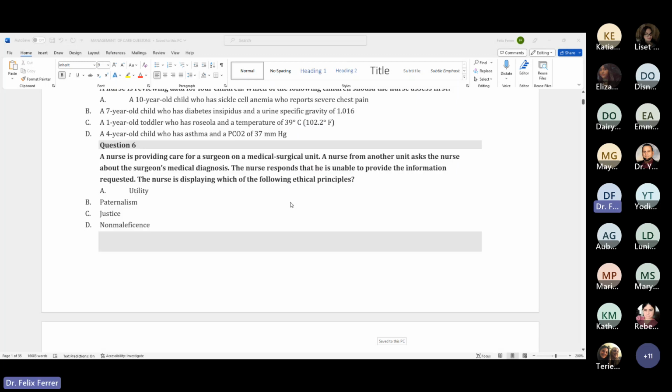This is providing care for a surgical or medical surgical client. A nurse from another unit asks the nurse about the client's medical diagnosis. The nurse responds that he's unable to provide the information requested. The nurse is displaying which of the following ethical principles? D. No, not C. C is justice. It's D, because you are obligated to protect the patient's confidential information. So that is a kind of harm. If you release the patient information, you are also harming the patient anyway.